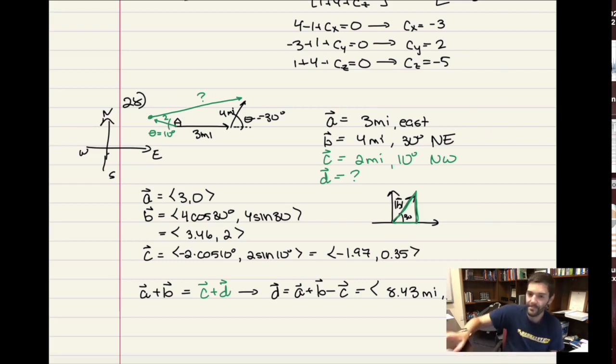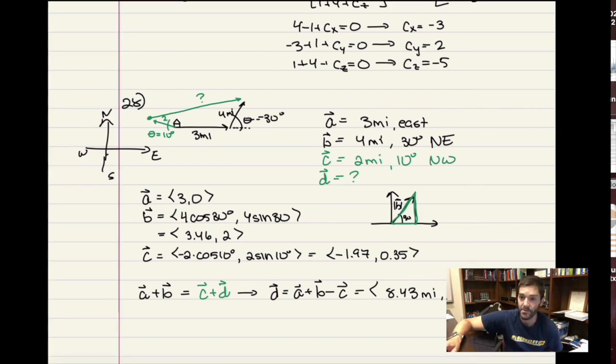All right. We are done with vector arithmetic. So now we will start using this to understand multiple dimensional motion.